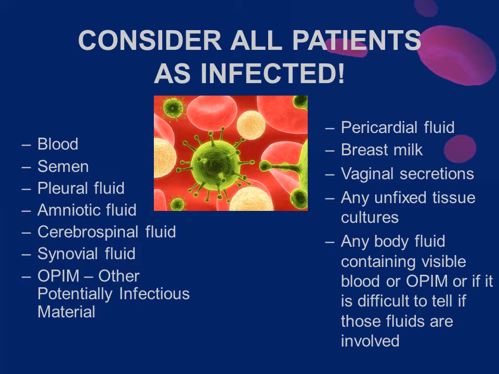Bodily fluids consist of blood, semen, pleural fluid, amniotic fluid, cerebrospinal fluid, synovial fluid, other potentially infectious material, pericardial fluid, breast milk, vaginal secretions, any unfixed tissue cultures, and any body fluid containing blood or OPIM.